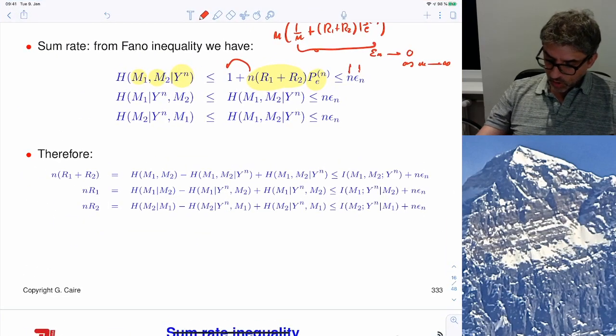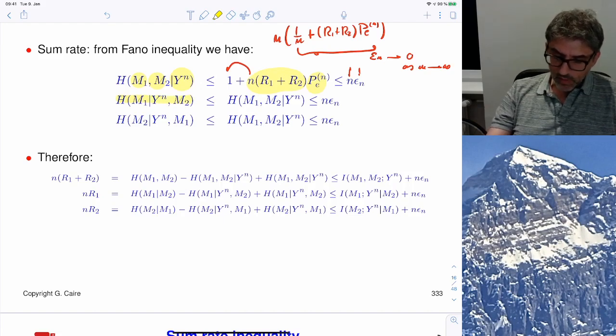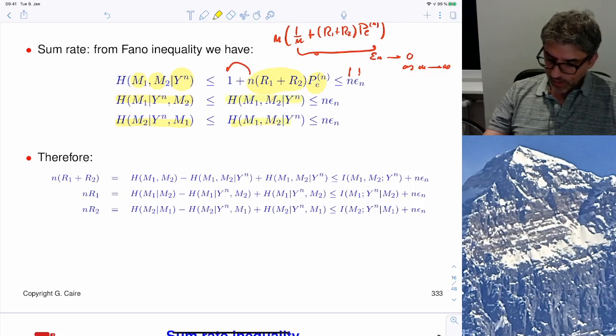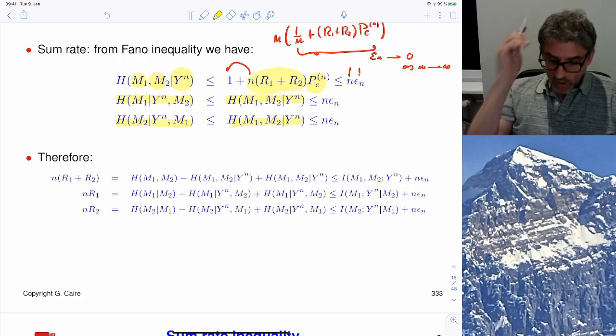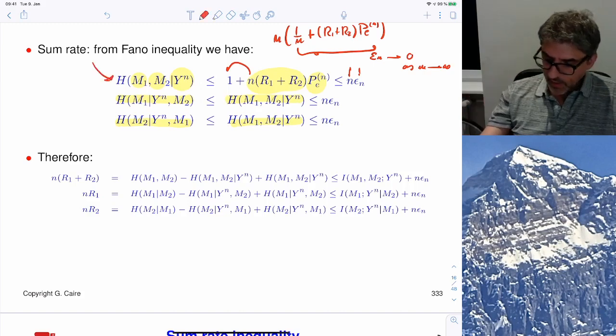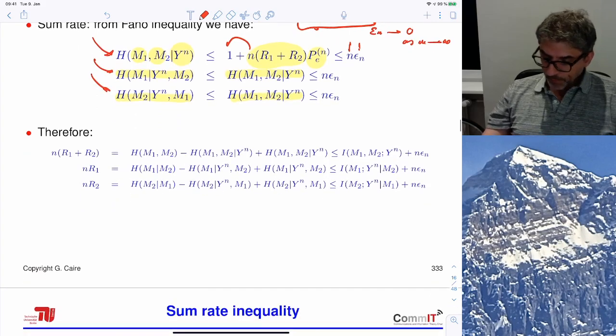Similarly, we can also consider these conditional entropies, where we consider the entropy of M1 given Y^n and M2, and M2 given Y^n and M1. Of course, these entropies are less or equal than this other conditional entropy. This can immediately be seen from the chain rule and the non-negativity of entropy. So if this term is less than n epsilon_n, it's also true that these two are less than n epsilon_n.